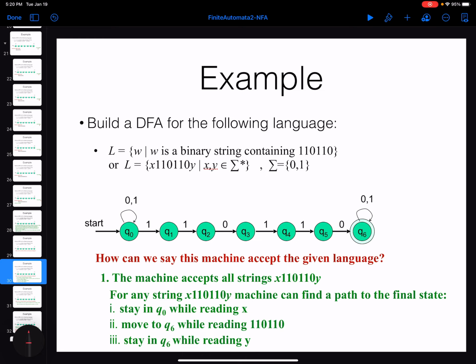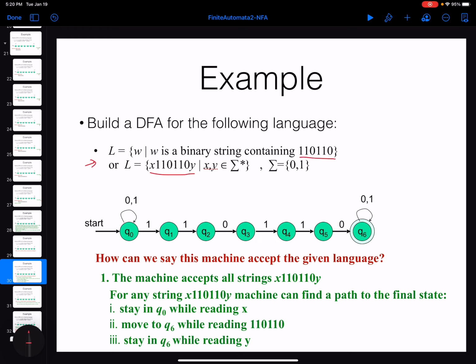To prove that this is the language of the NFA, I have to do two parts. I have to prove that the machine accepts all the strings in this form, and I also have to show that this machine is not going to accept anything except this set of strings. So the first part is that the machine accepts all the strings in this form.